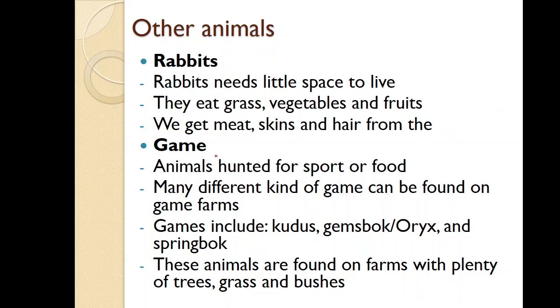Game. These are animals which are hunted for sport, game hunting, and also for their meat. Many different kinds of game can be found on game farms. For example, the commercial farms, they keep some game such as the kudus, the hartebeest or the oryx, and also the springboks. These animals are found on farms with plenty of trees, grass, and also bushes.